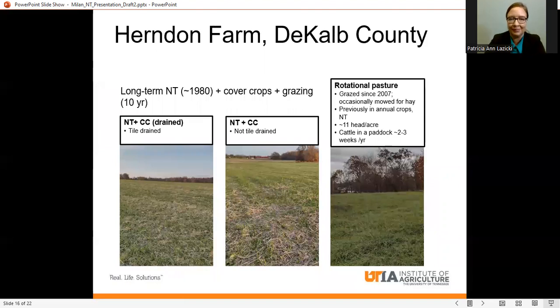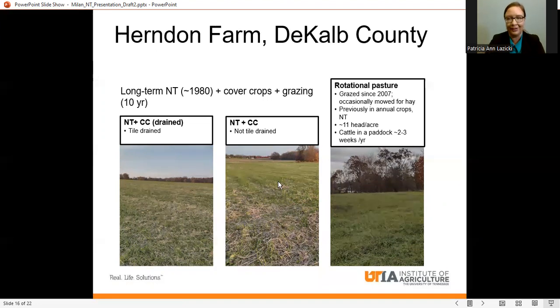Our second site had a similar comparison to long-term no-till with cover crops. These also had the cover crop grazed, and this had been for more than 10 years. The only difference between these two: the first was tile drained, the second wasn't.